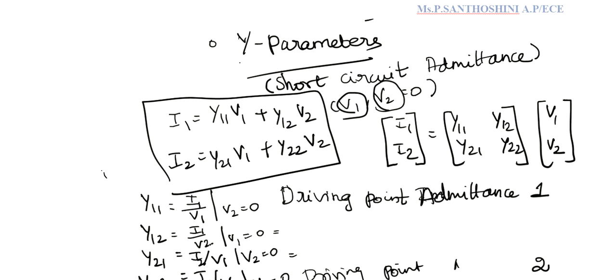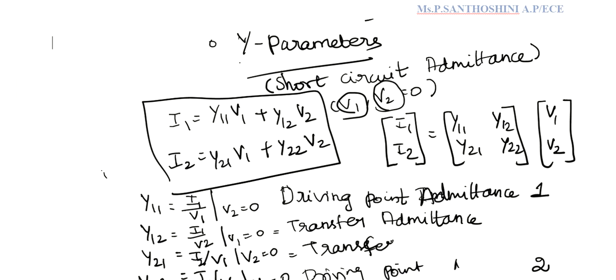That is 1 and 2, so that is definitely a transfer. It is not impedance, it is called admittance, transfer admittance, because it is going to be a transfer from port 1 to 2 or port 2 to 1. That's why it is called transfer admittance. So before proceeding with the problem, we must know these basic differences.